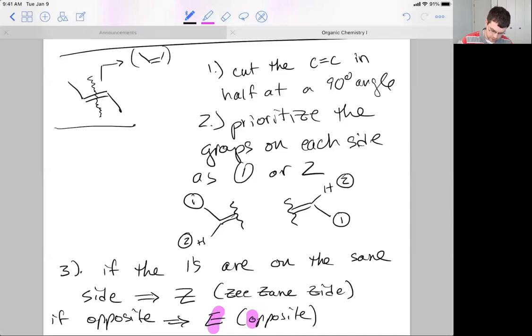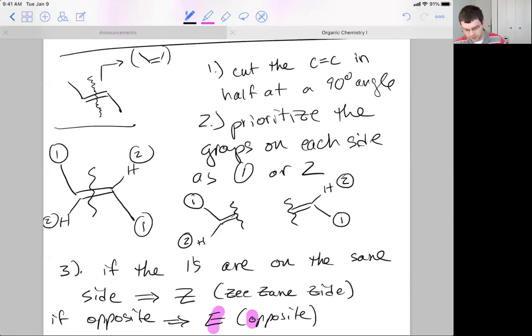Well, if we look at our original molecule, and I draw it nice and big here, and I say let's look at the 1s, but we could also look at the 2s, right? So in this case, the 1s and the 2s are on opposite sides of each other. The left side, the 1 is on top, and on the right side, the 2 is on top. So we have opposites, and as a result, this is an E alkene.